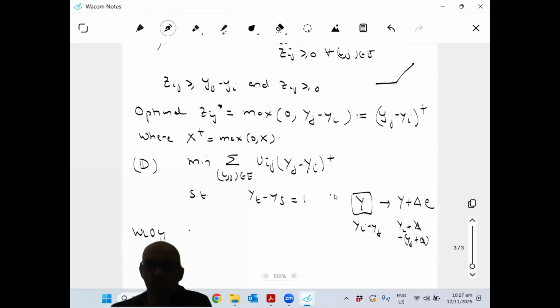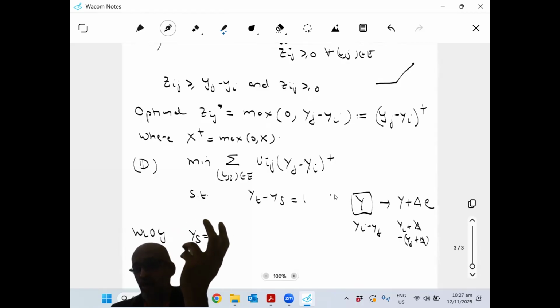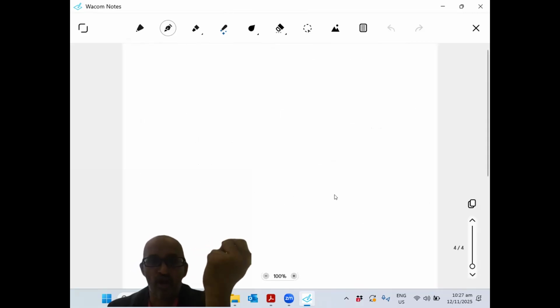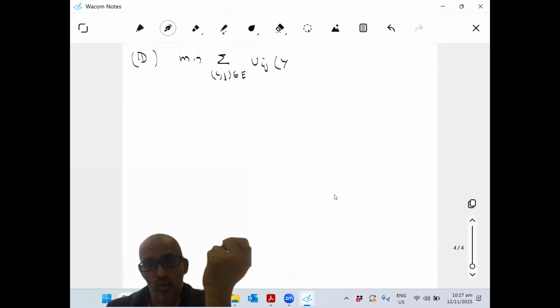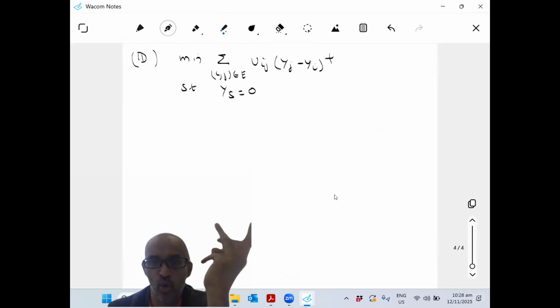So let's set ys to be 0. If I set ys to be 0, automatically my yt is fixed, because of the constraint. So I can write my dual as minimizing the summation over ij in E of uij times yj minus yi plus, where I now force ys to be 0 and yt to be 1.